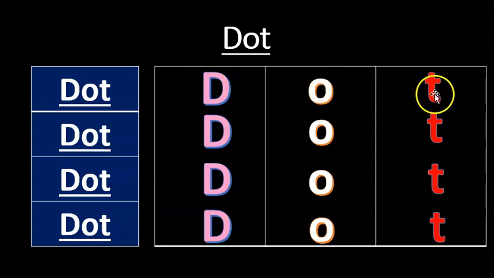D-ot. Let's do this one. D-ot. Let's do the next line. Repeat after me. D-ot. Last line. Repeat after me. D-ot. Okay? Now, your turn to say the sounds.